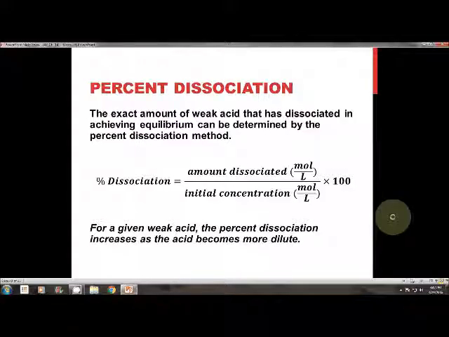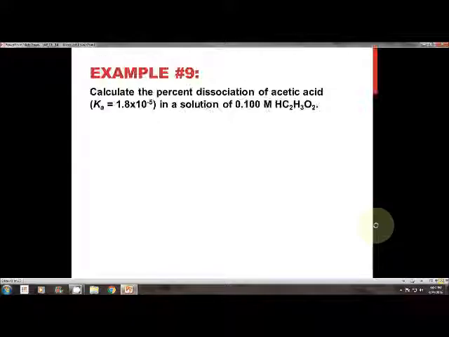Last but not least, we have this percent dissociation equation. The exact amount of weak acid that has dissociated in achieving equilibrium can be determined by the percent dissociation method using this equation. Really, it's almost exactly the same as doing the assumption, where you take the amount dissociated, so the X that you solve for, over the initial concentration of your acid, your reactant, and then multiply by 100. So your unit is going to be a percent sign. For a given weak acid, the percent dissociation increases as the acid becomes more dilute, just so you know.